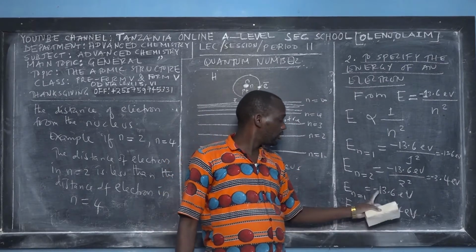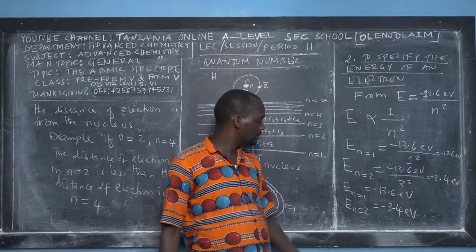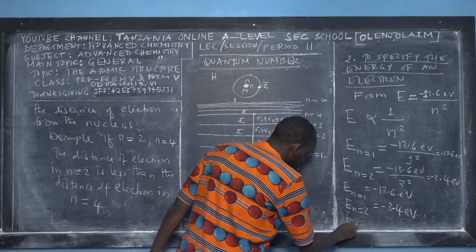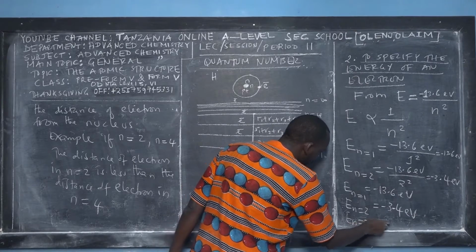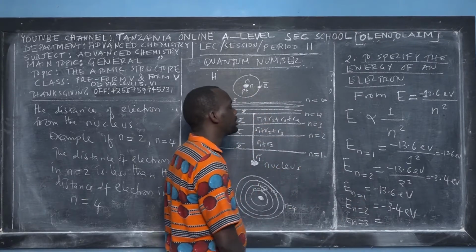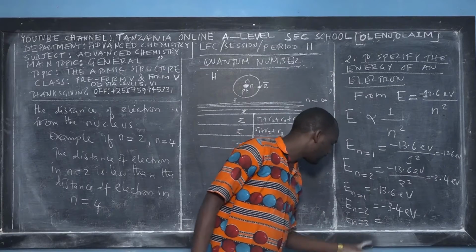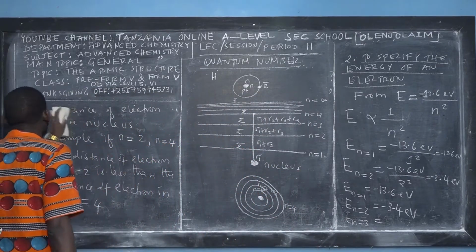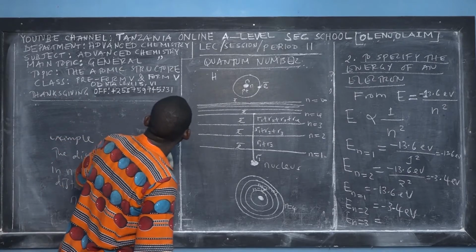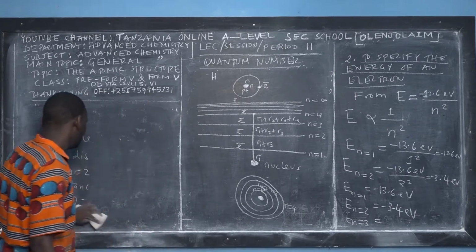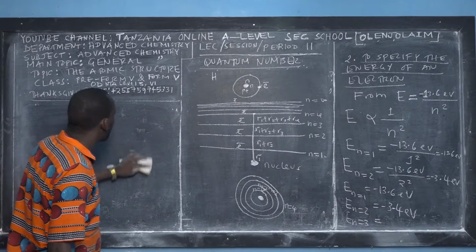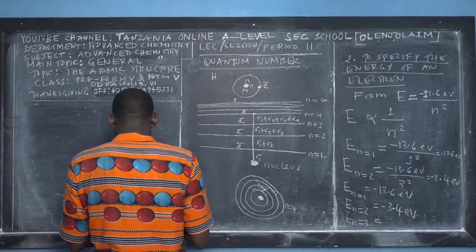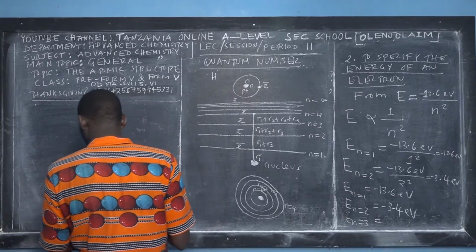From this fact, your homework now is to compute when n is equal to 3; you will get negative 1 point something. So it means that when the principal quantum number increases, the energy of electrons also increases. The energy required to take or excite electrons will also be increasing.